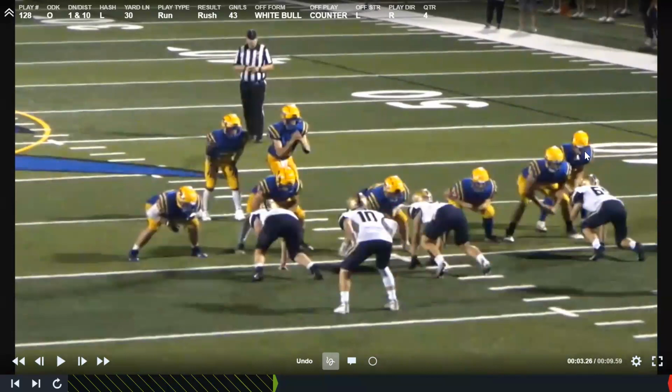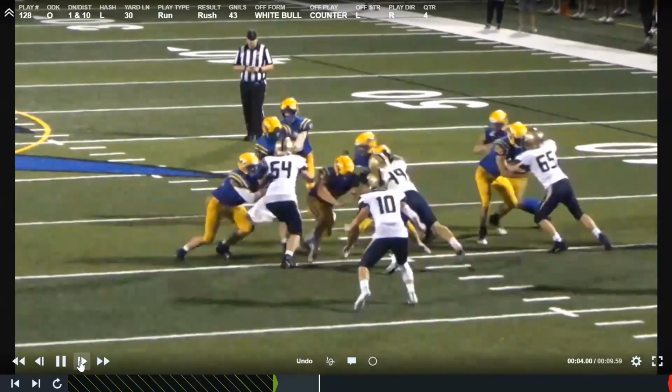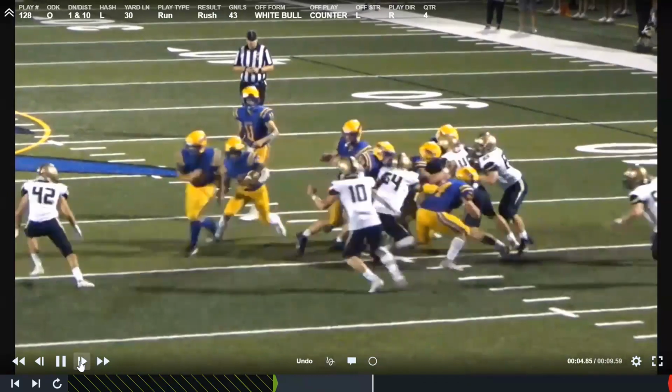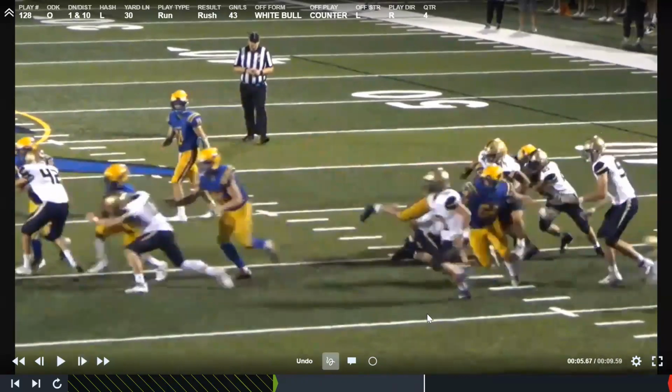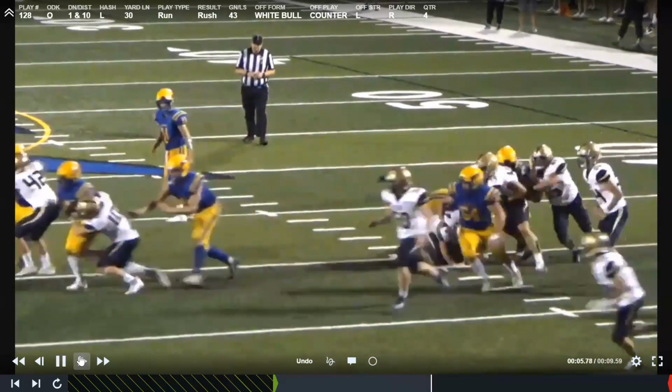And then our H is leading up and through to that play side inside backer. He gets caught up in the wash a little bit. He needs to make sure he gets nice and deep to go block this guy, because if we block him, we'll get more yards.